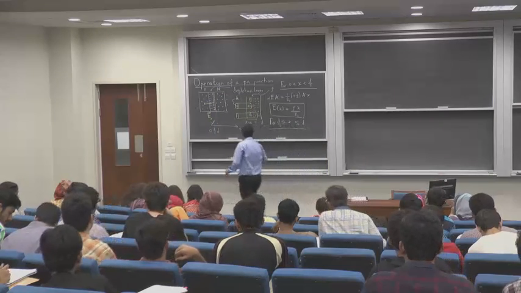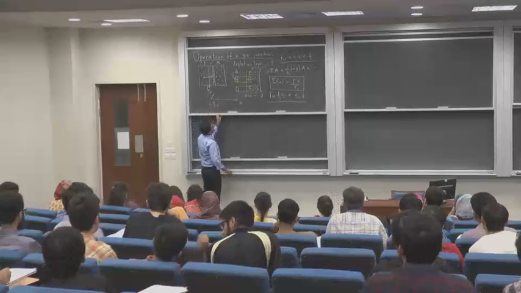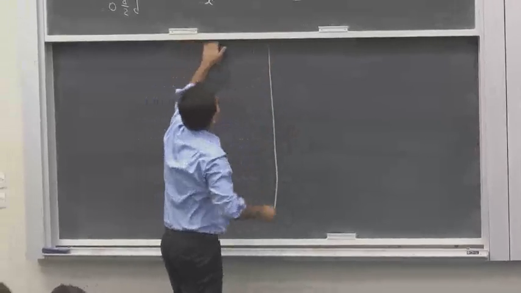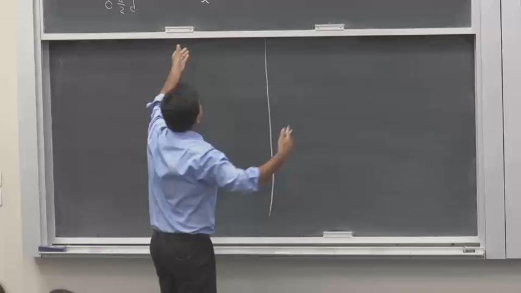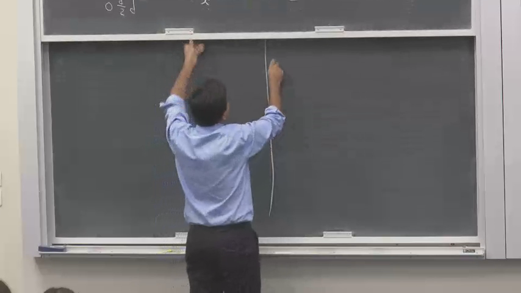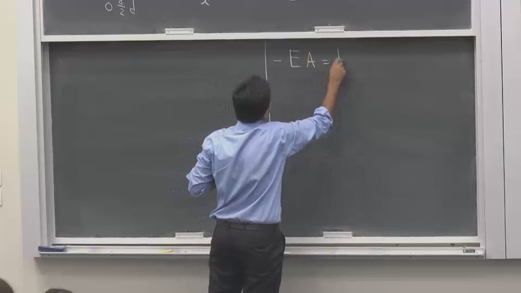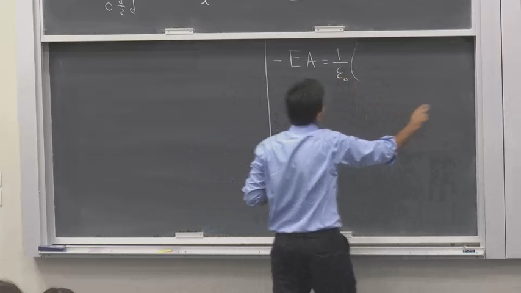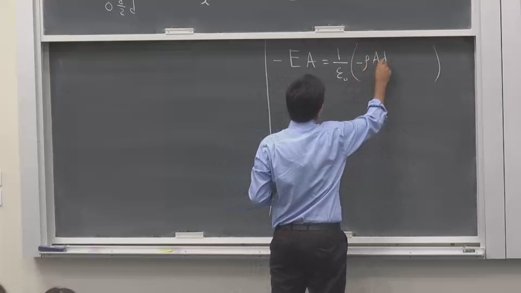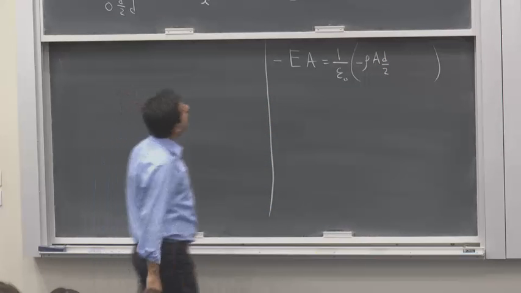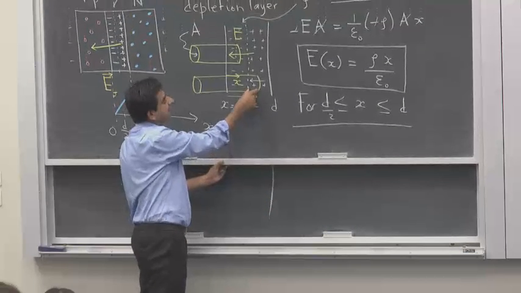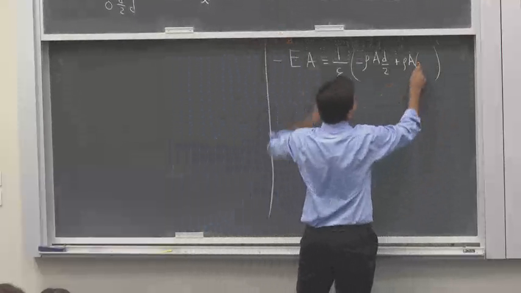So I'm pleased to know that quite a few students have actually found this out. So for this region, the electric field is pointing in this direction. The area vector is pointing outwards. I have minus EA equals 1 over epsilon naught times the charge enclosed. Now the charge enclosed is given by minus rho A d by 2. This is the negative charge enclosed, plus rho A times this distance. And this distance is x minus d by 2.